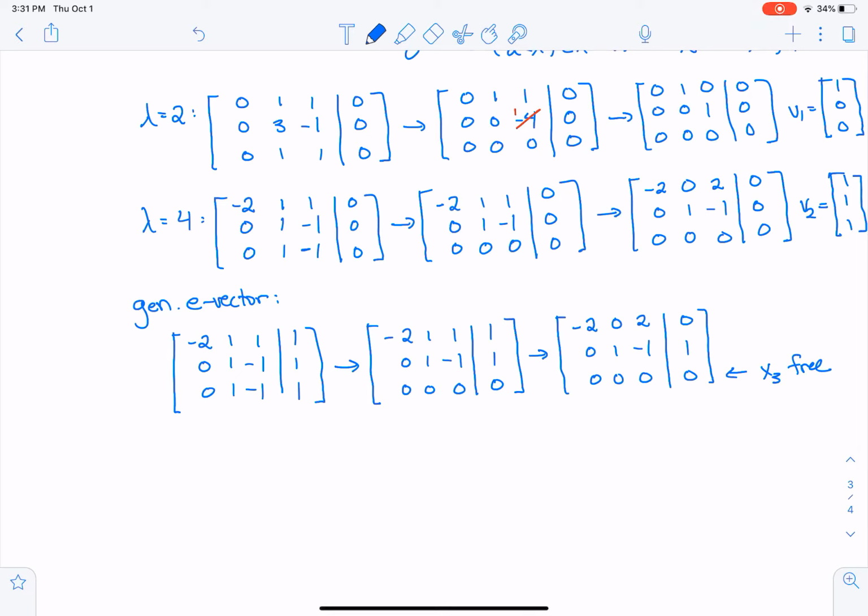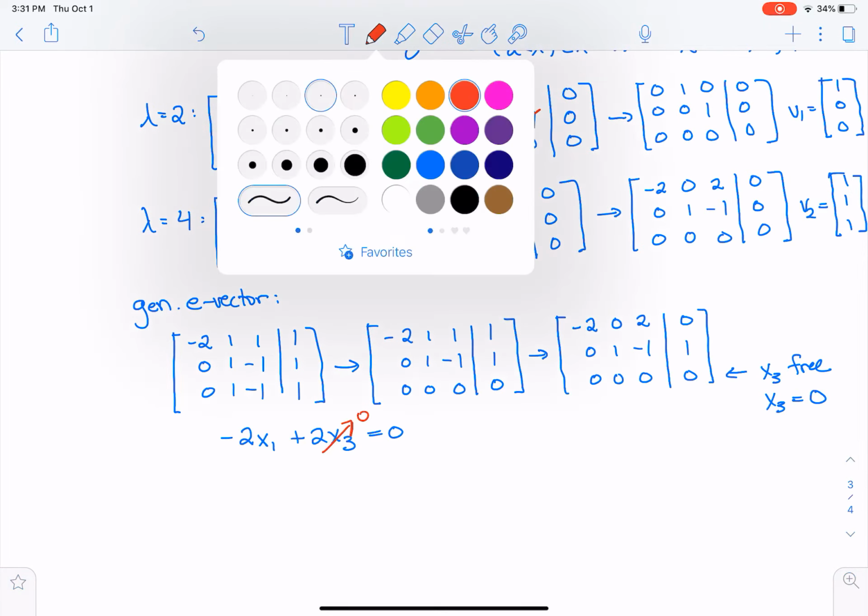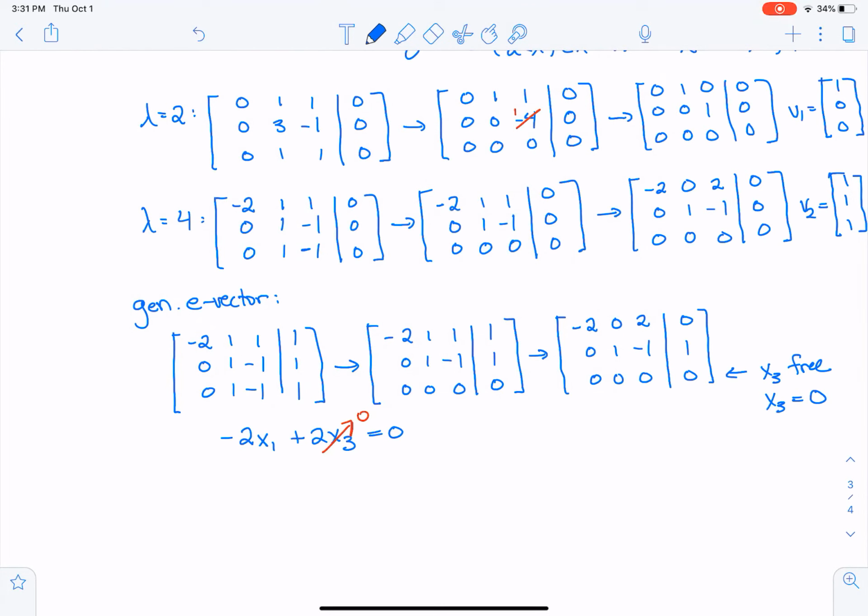Whenever you have a free variable for one of these generalized eigenvectors, we're going to set that free variable equal to 0 because we have a choice. So the rest of the equations look like negative 2 x1 plus 2 times x3 is equal to 0. So in fact, x3 is 0. So that tells me that negative 2x1 is 0, so x1 has to be 0.